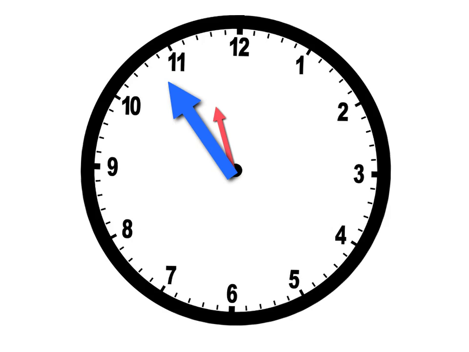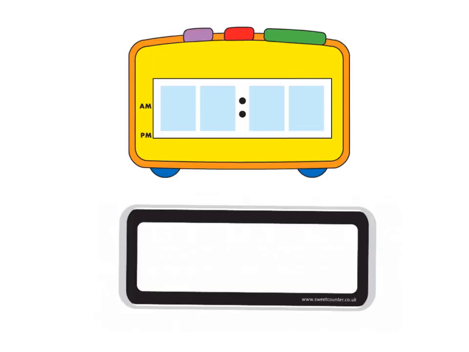So there are the features of an analog clock. It's generally round, it has numbers around the outside to tell us the minutes and the hours. It has a small hand known as the hour hand and a longer hand which is known as the minutes hand. Here are the digital clocks.